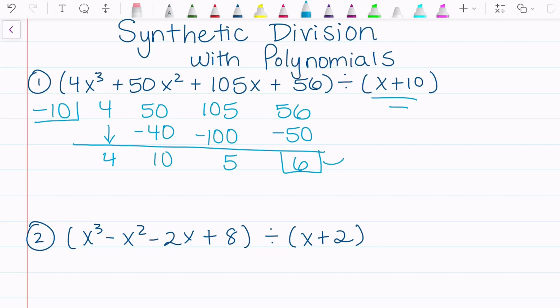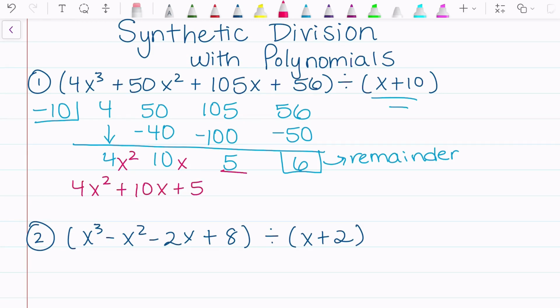So this last thing is always the remainder, and I'm going to do an example with a remainder and an example without one. And so the way we write our answer with a remainder looks like this. You're going to go down a power each time. So one way I like to think about this is go up from the remainder. Like this would be my constant, this would get an x, and this would get an x squared. So my answer is going to look like this. 4x squared plus 10x plus 5 plus my remainder, which is 6, over what I divided by, which was x plus 10. And that's how you write your answer with a remainder.